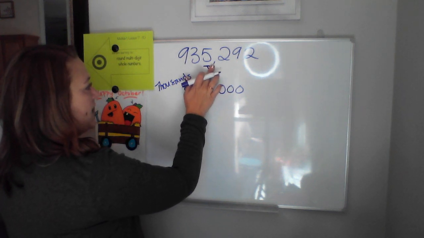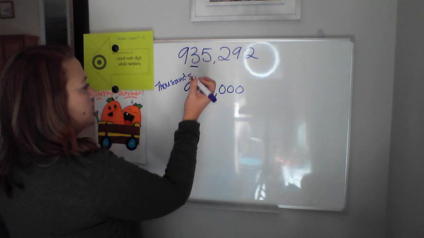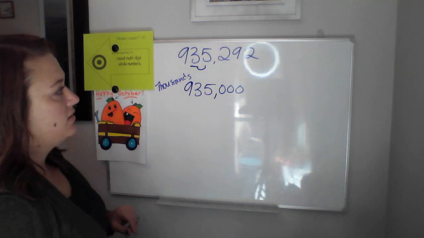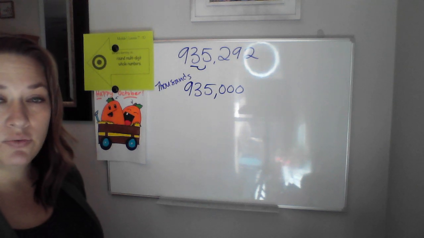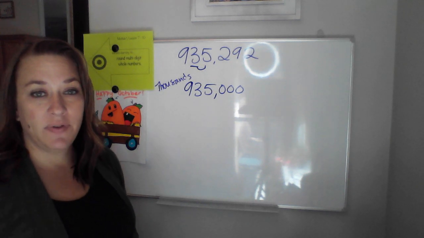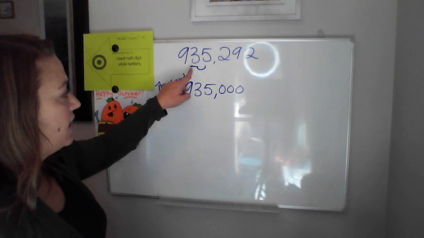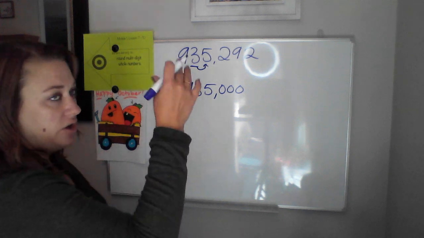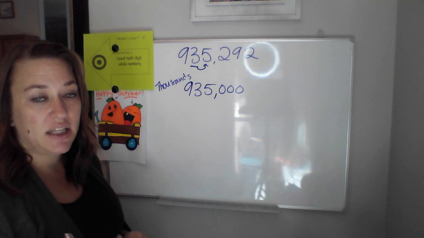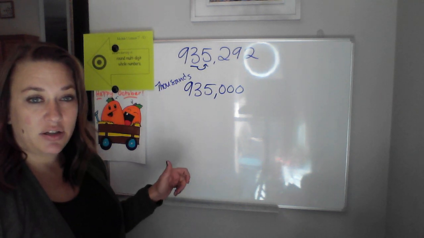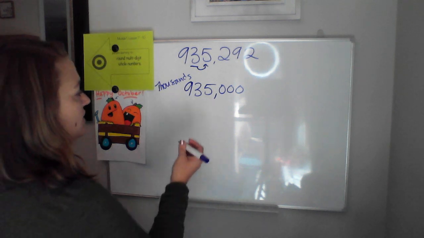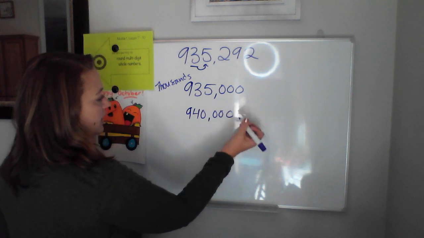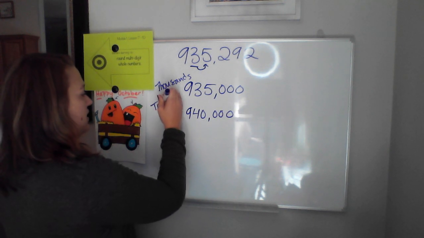And then we could do 10,000s. Okay, so if I look to the right, I see a 5. That tells me I'm going to round up because our rounding rules are if it's 5 or more, we round up to the next number. So because we have a 3 here, that means instead of our low point being 930,000, our high point's 940. So that's what we're going to round up to: 940,000. Here's our 10,000s.